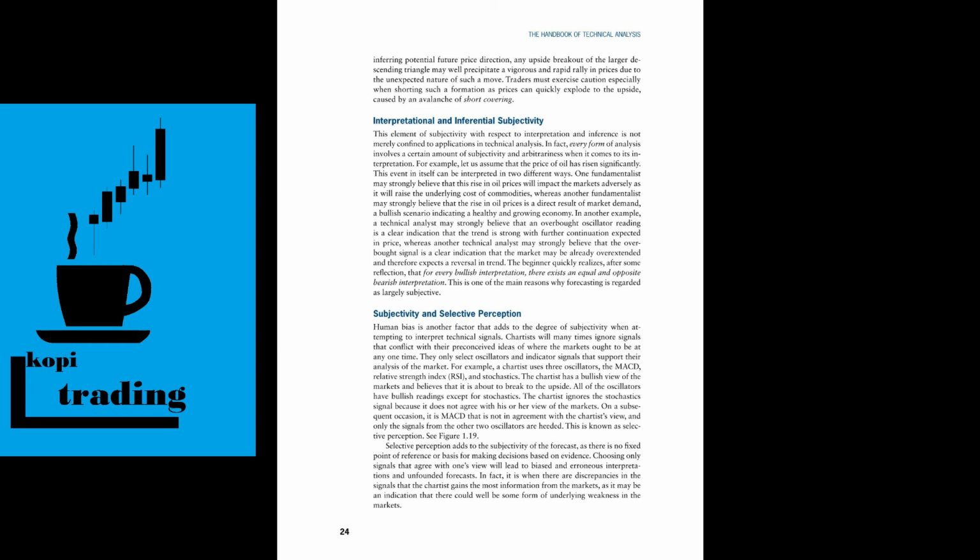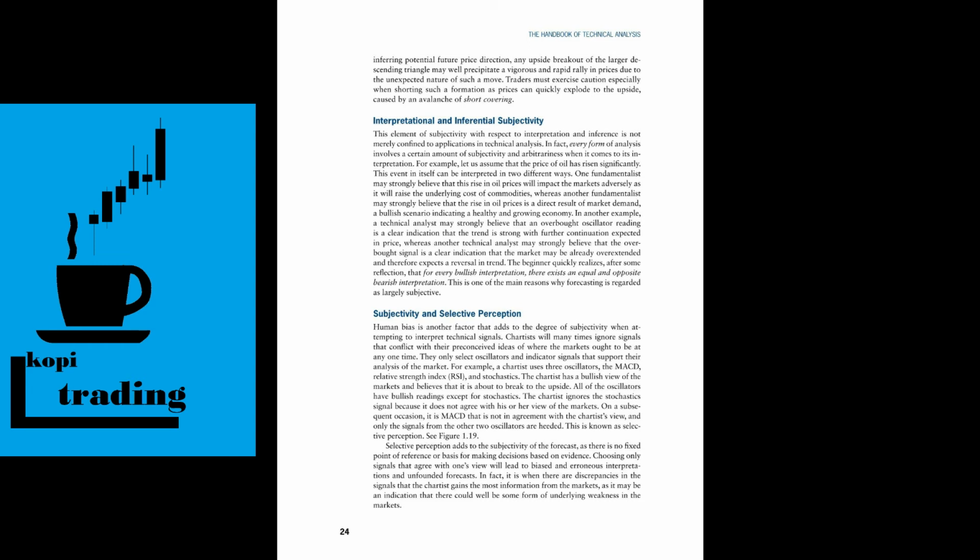Subjectivity and selective perception. Human bias is another factor that adds to the degree of subjectivity when attempting to interpret technical signals. Chartists will many times ignore signals that conflict with their preconceived ideas of where the markets ought to be at any one time. They only select oscillators and indicator signals that support their analysis of the market.